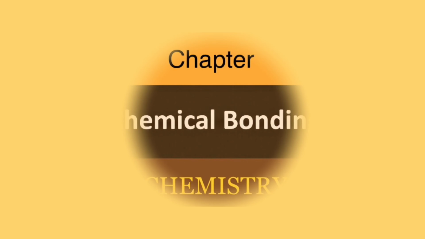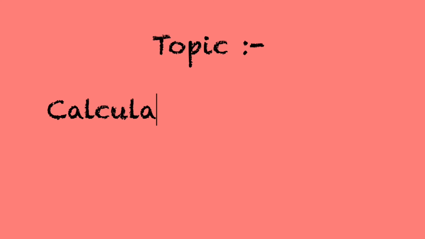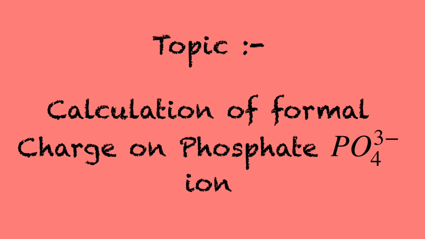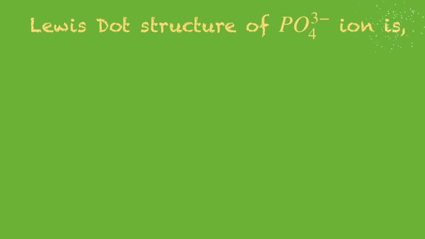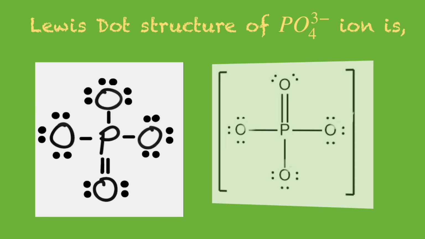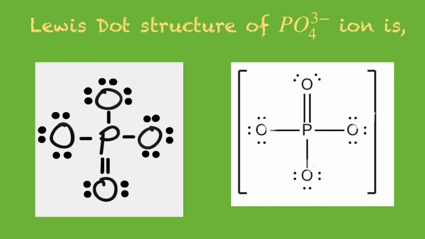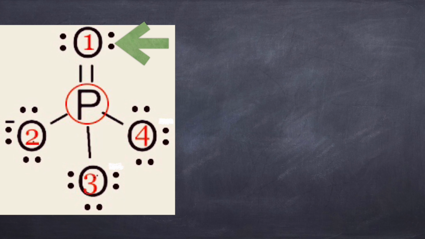Now here again we are going to see the content from the chapter Chemical Bonding. In today's lecture we are going to learn the calculation of formal charges for all atoms in the phosphate ion, that is PO4 3- ion. We know that whenever we have to calculate the formal charge, we must draw the Lewis dot structure for the phosphate ion, which is as shown in the diagram. For our convenience, I have given numbering to each atom in the phosphate ion.